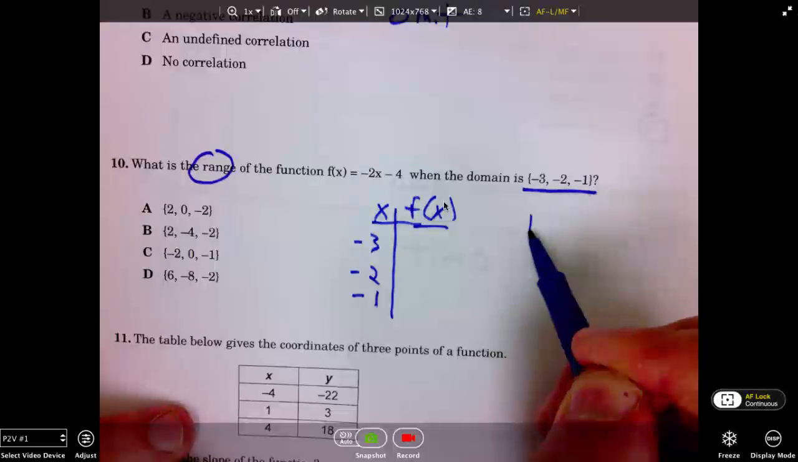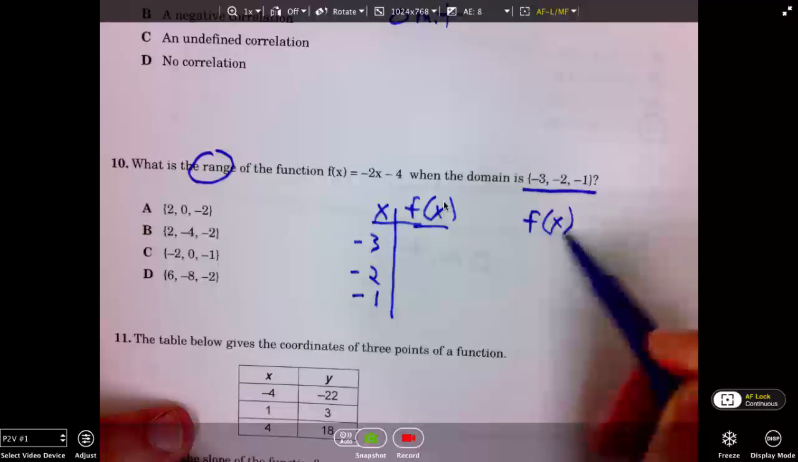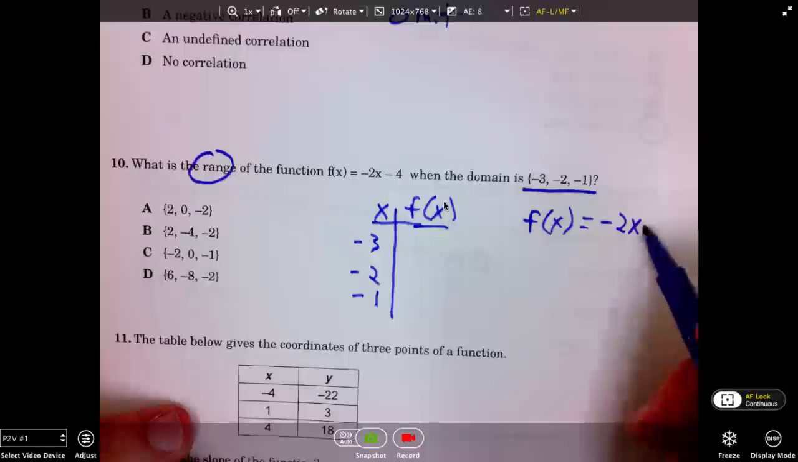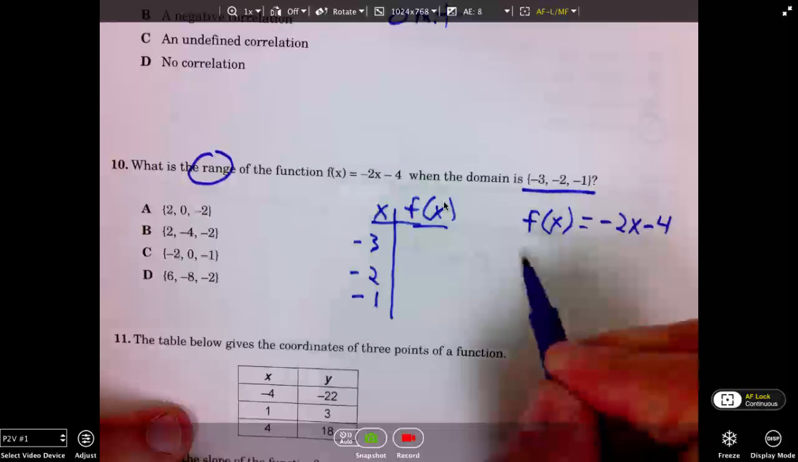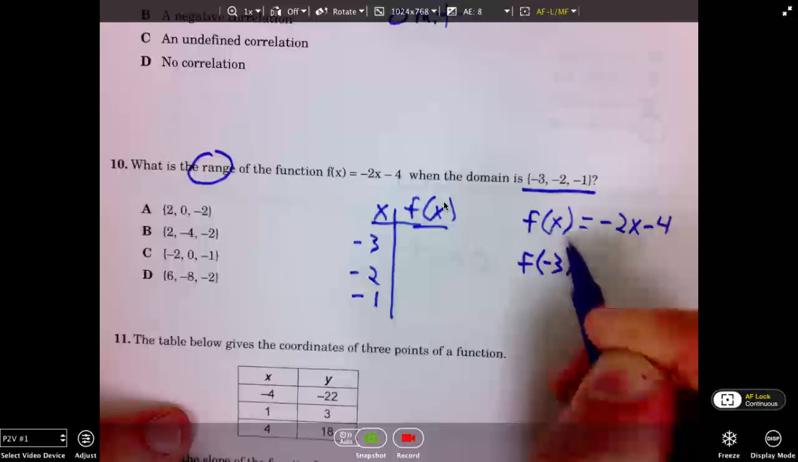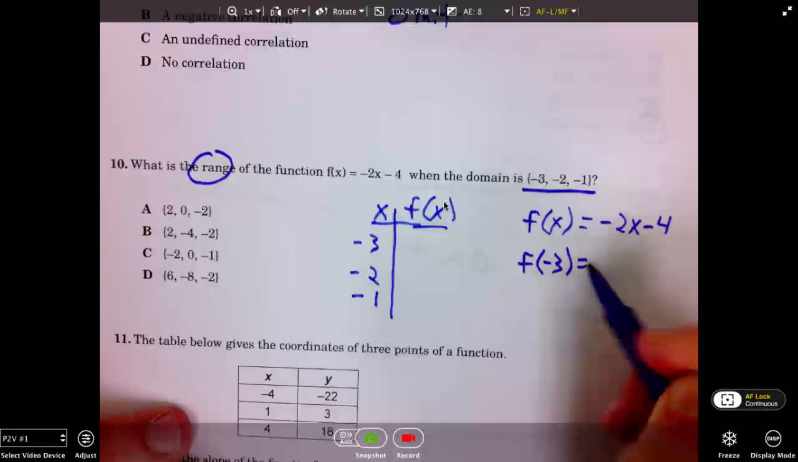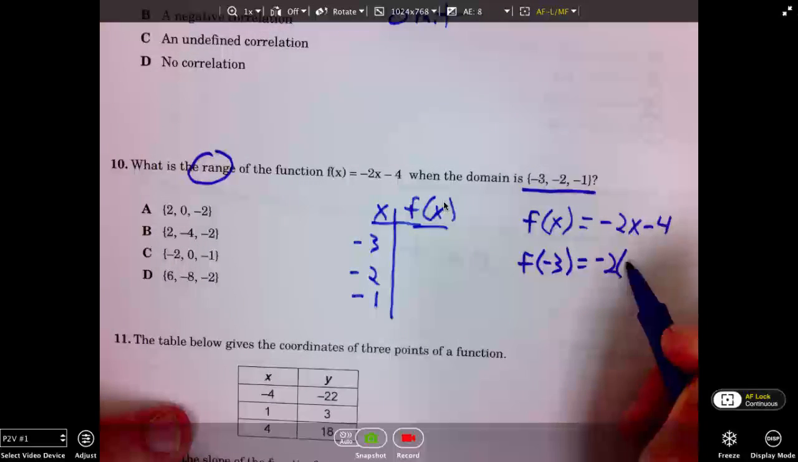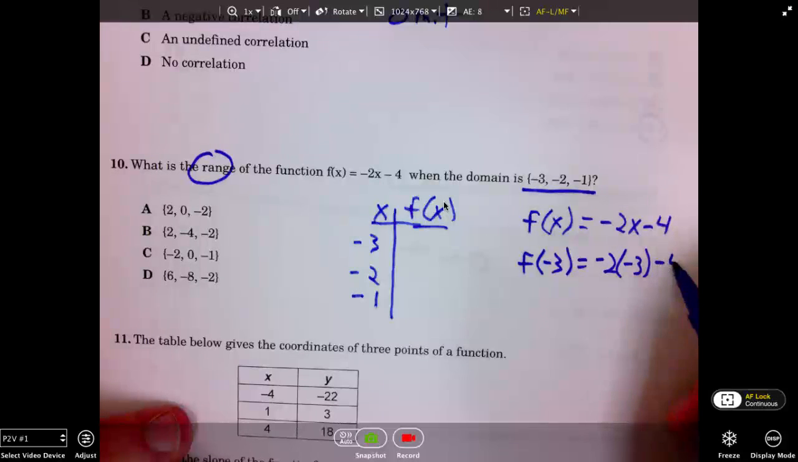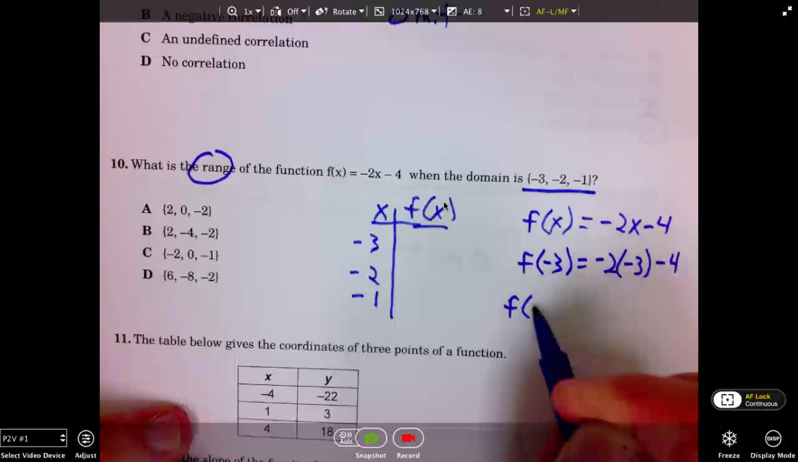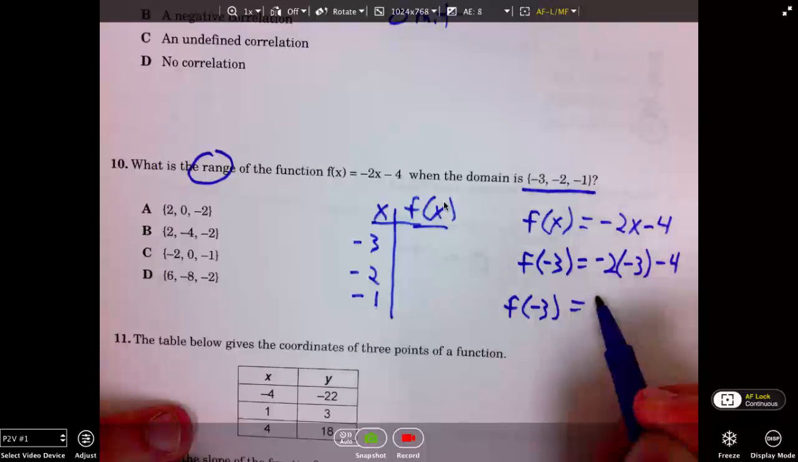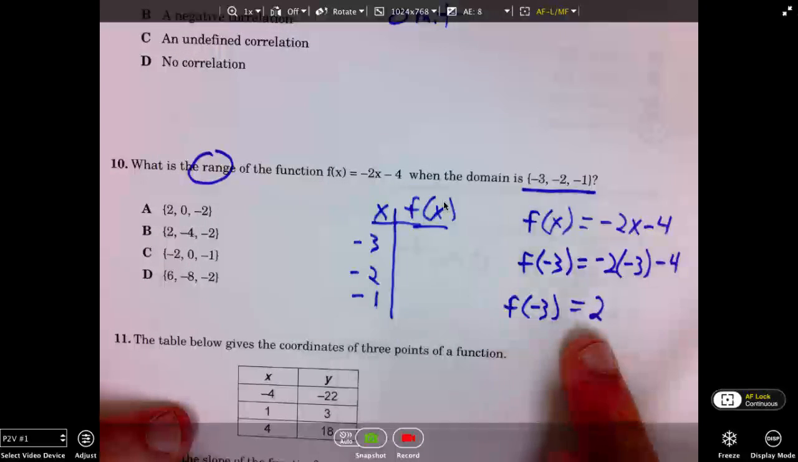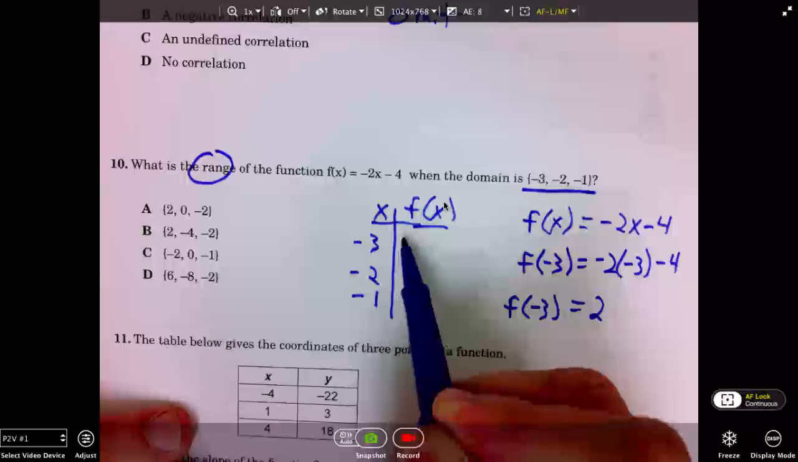I'm going to show the first one out by hand. We have our function, f of x is equal to negative 2x minus 4. We want to substitute negative 3 in place of x. So we say f of negative 3, replacing negative 3 with x, equals negative 2, again replacing negative 3 with x, substitution. So f of negative 3 equals negative 2 times negative 3 is a positive 6, minus 4 is 2. We say f of negative 3 pairs with 2. When x is negative 3, y is 2.